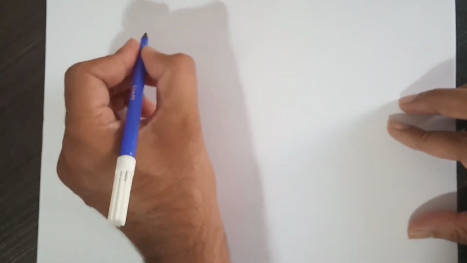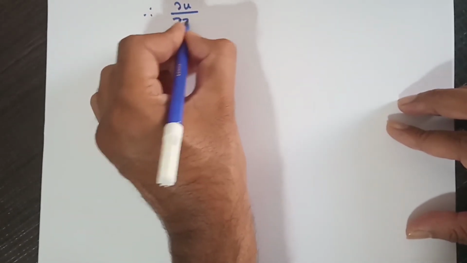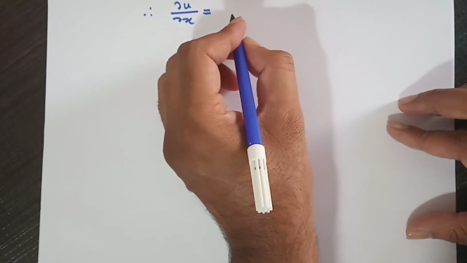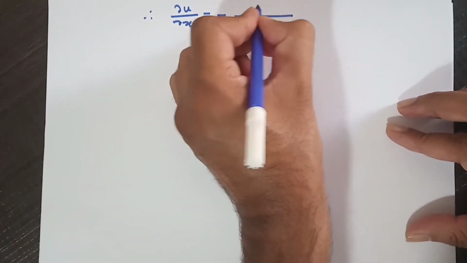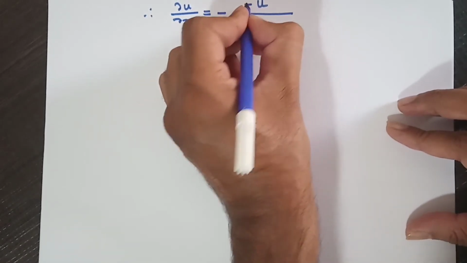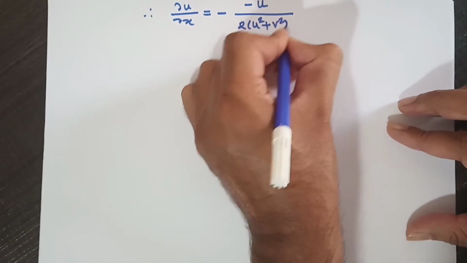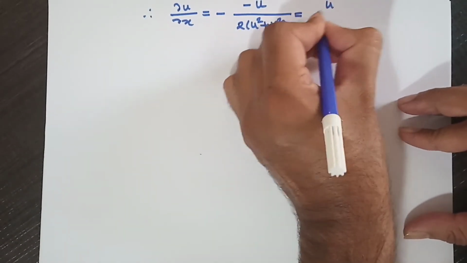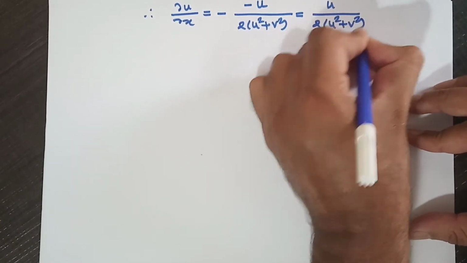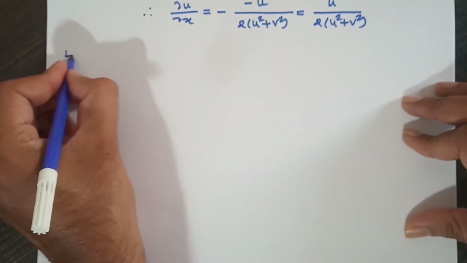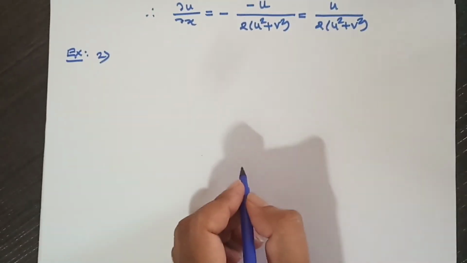And therefore, partial derivative of u with respect to x is equal to minus. What is our numerator? The numerator is minus u. And what is the denominator? It is 2 times (u square plus v square). Minus minus become plus. So the final answer is u divided by 2 times (u square plus v square). Next example.